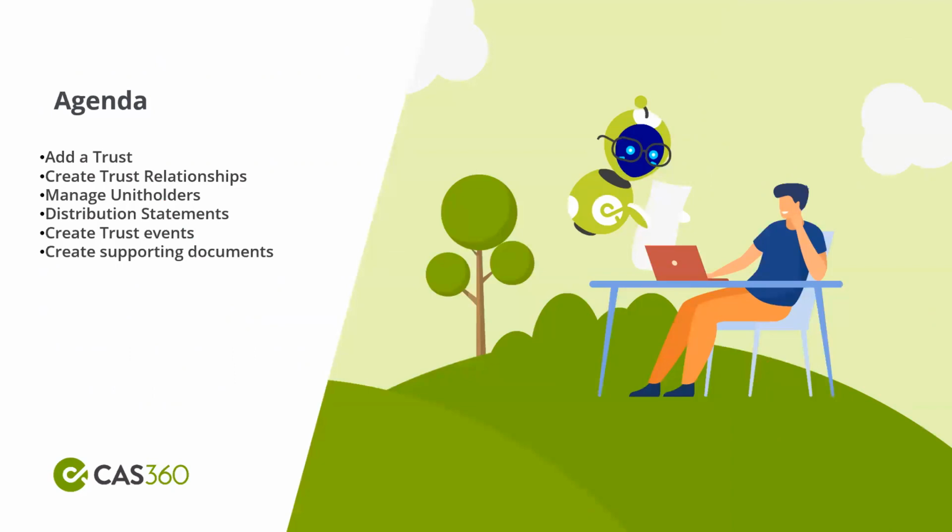Let's take a look at the agenda for today. So we're going to focus in on trust management. I'm going to show you how to add a trust into CAS 360, how to create trust relationships and how they're managed in CAS 360. We're going to look at unit holders and how to create transactions. We're going to focus in on distribution statements for unit trusts and also discretionary trusts, and I'll show you the key differences between the two. I'll show you how trust events are entered into CAS 360 and how you can also get the supporting documentation out of CAS 360 for all those particular events and items that I've previously mentioned.